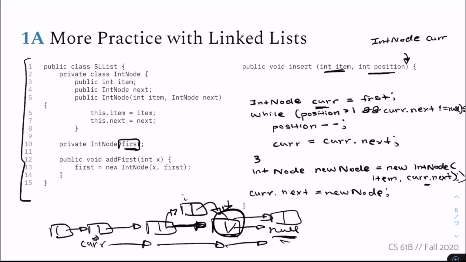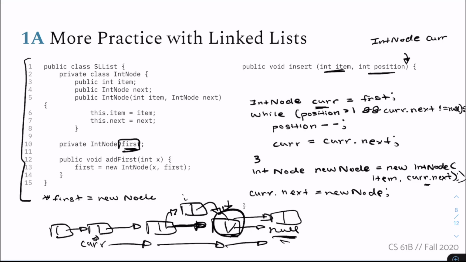This first variable is supposed to point toward the very first element of our linked list, which means if we're inserting it at position 0, one thing we have to do is set first equal to our new node. The other thing is, obviously, there's no node before it. So this while loop isn't going to work because we're trying to find something that just doesn't exist.